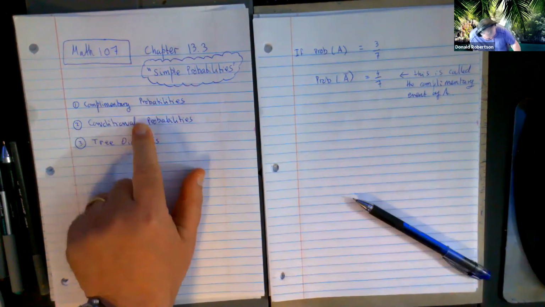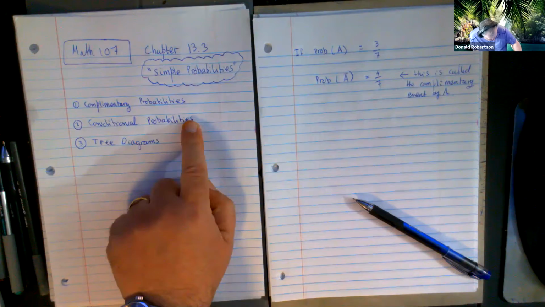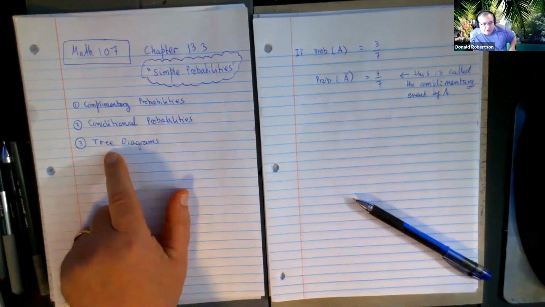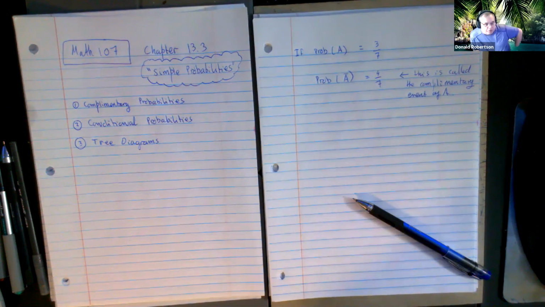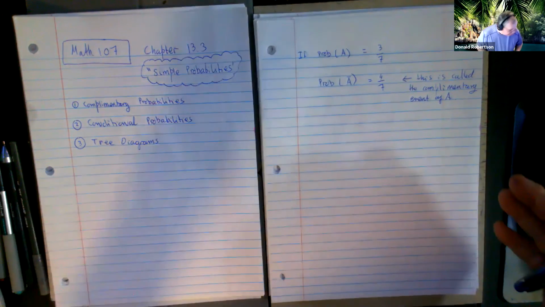These three guys. We're going to look at complementary probabilities, conditional probabilities, and tree diagrams. And then we'll move on, look at some other questions. They get more and more detailed as they kind of progress through.